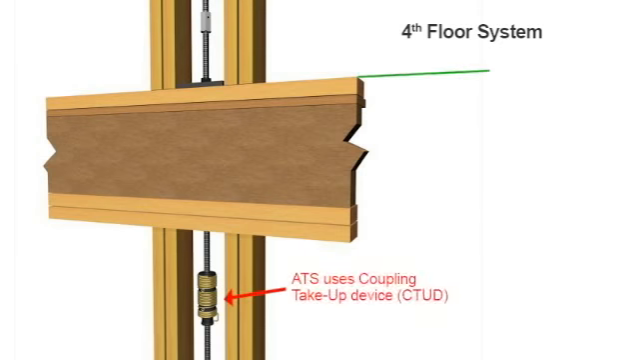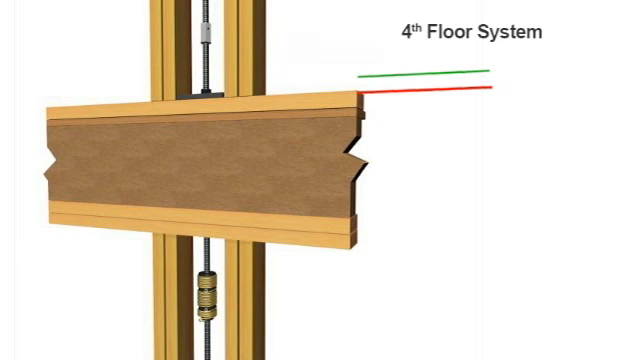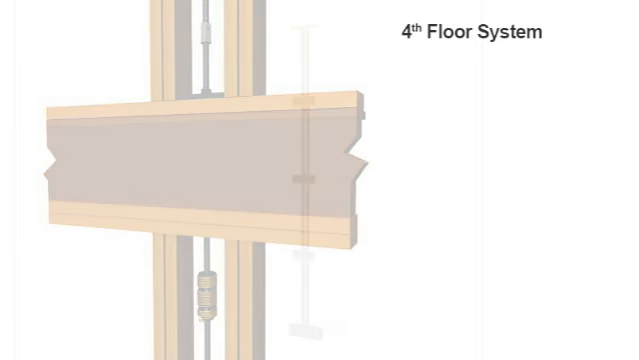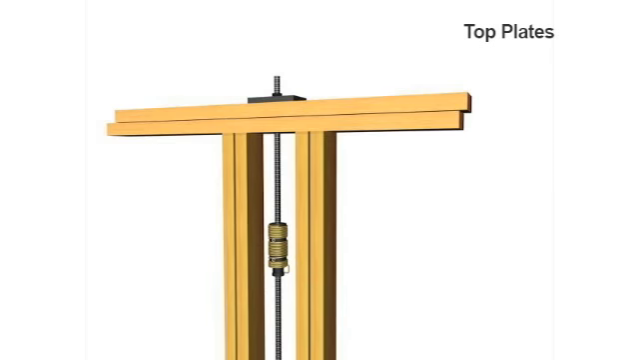The CTUD installed below the fourth floor contracts and pulls the rod down with the floor. The nut attached to the rod is also pulled down and sits tight on top of the bearing plate, which prevents any gap from occurring. The shrinkage at the fourth floor does not accumulate to the top plate level because the CTUD allows the rod to shrink with the structure.